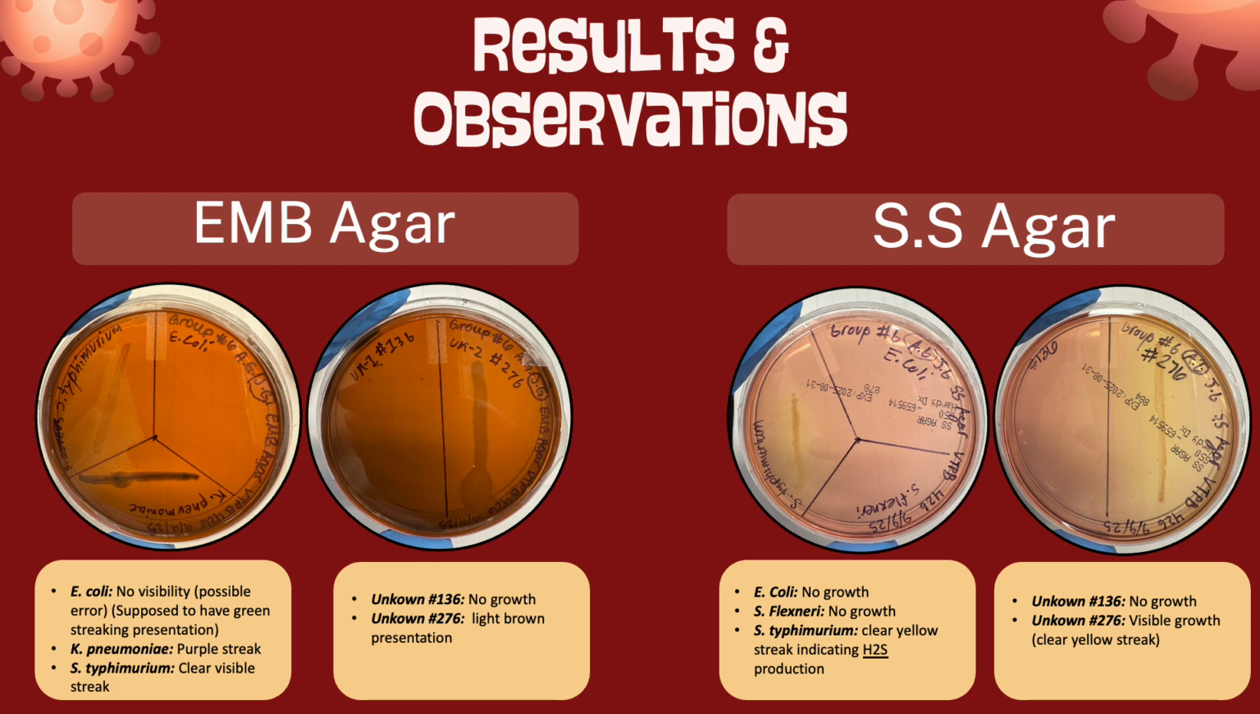As for SS agar, on E. coli, there was no growth, and the same for S. flexneri. However, on S. typhimurium, there was a clear yellow streak, which did indicate the presence of hydrogen sulfide being produced. As for unknown 136, there was no growth, but on unknown 276, there was a visible growth, which presented in a clear yellow streak.